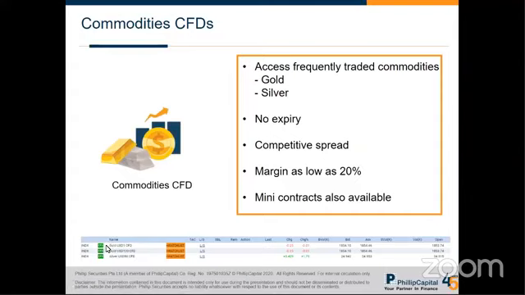So one tick of movement. For example, this gold is trading at 1854. So when the gold moves up 1 point, if you're going long, your profit will be $1 for this USD1 contract.